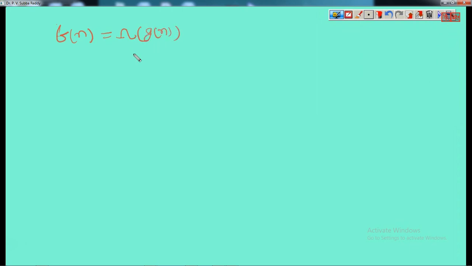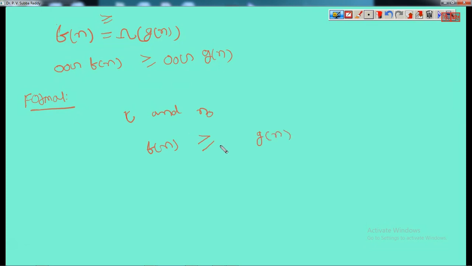So when we say that f of n is big omega of g of n, that means the order of growth of f of n should be greater than or equal to the order of growth of g of n. This definition is the informal definition. Then what is the formal definition? The formal definition is similar to the big O notation. Here also we should be able to find the two constants c and n naught such that the order of growth of f of n is greater than or equal to the order of growth of g of n. We got this from the informal definition.